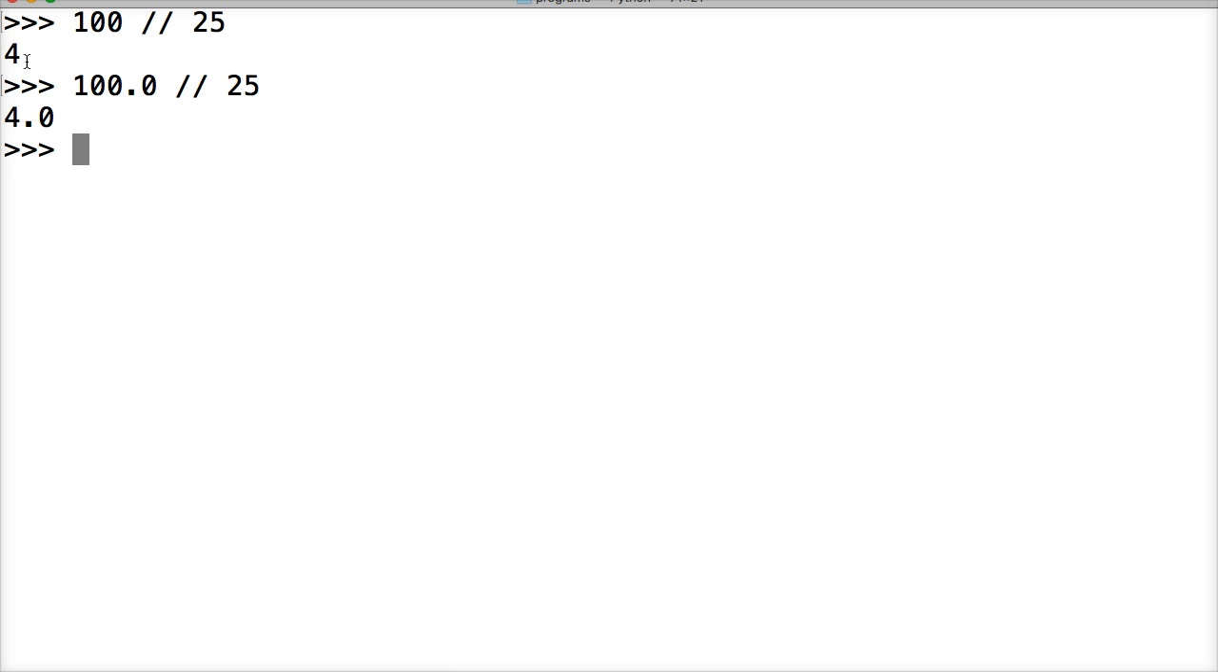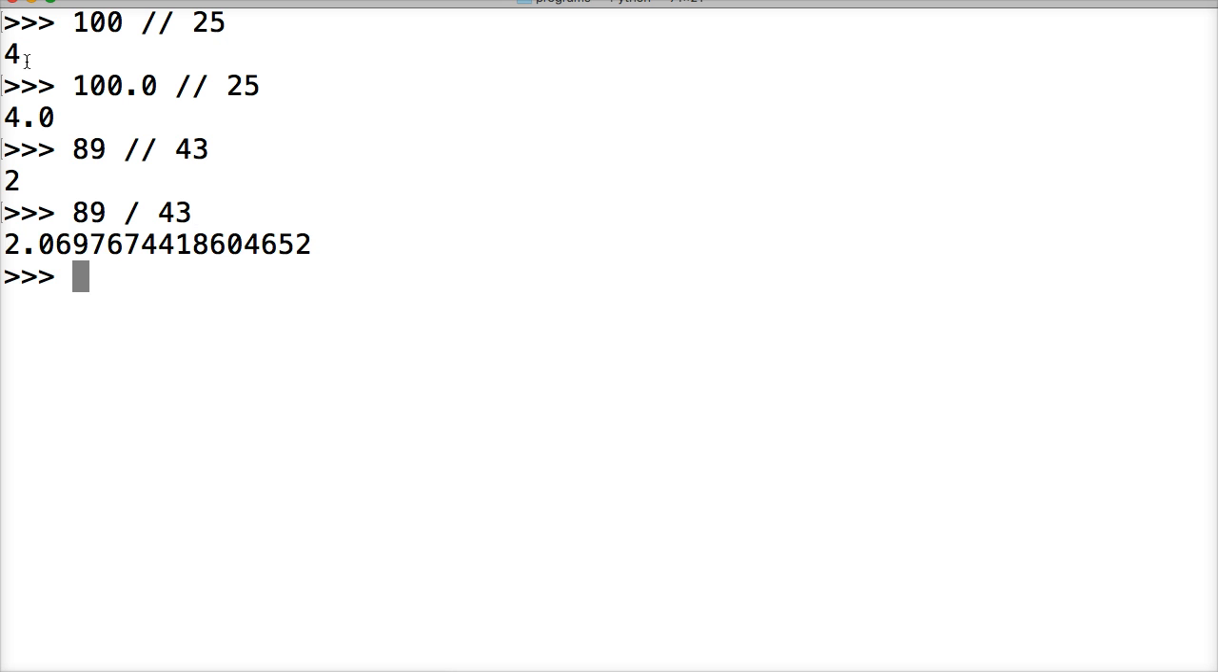All right, so let's take a look at another one. Let's do 89 floor division 43. We get 2. So what would 89 divided by 43 give us? Well, in true division it would give us 2.069, this whole number here. But what floor division does is it chops it off, throws it away, and gives us 2.